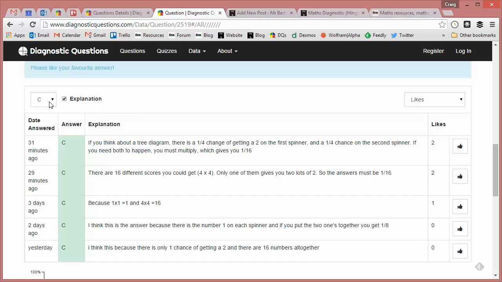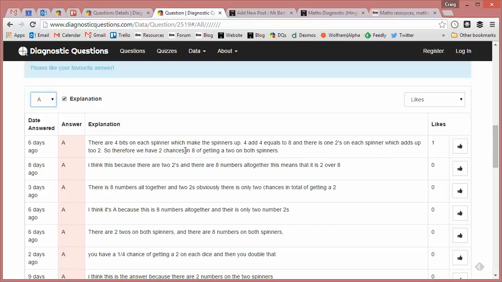So let's have a little scroll down, change the explanation to A. Here we go. Look at this one. This sums it up for me. There are 4 bits on each spinner, which make the spinners up. 4 add 4 equals 8. There is one 2 on each spinner, which adds up to 2. So therefore, we have 2 chances in 8 of getting a 2 on both spinners. The exact misconception that a lot of students fall into. Just adding the denominators together, adding the numerators together to get the answer.